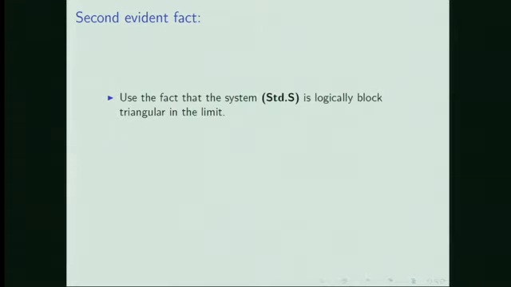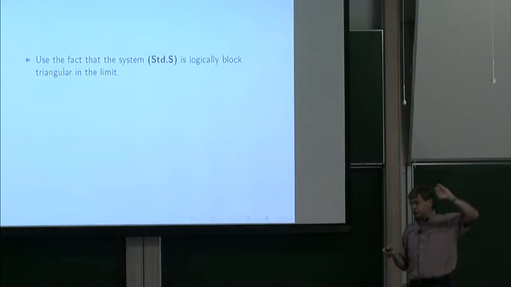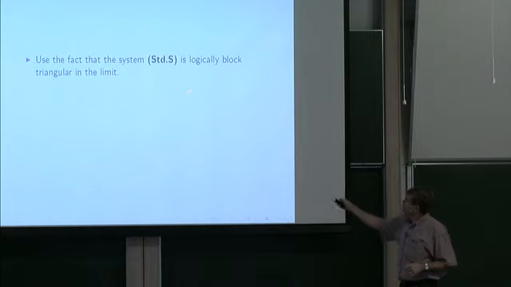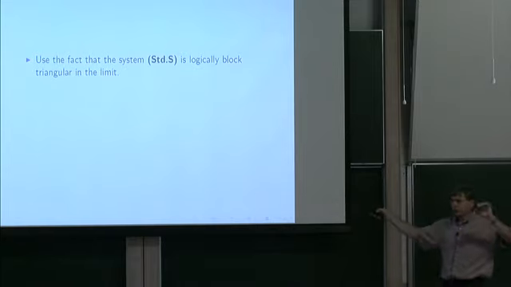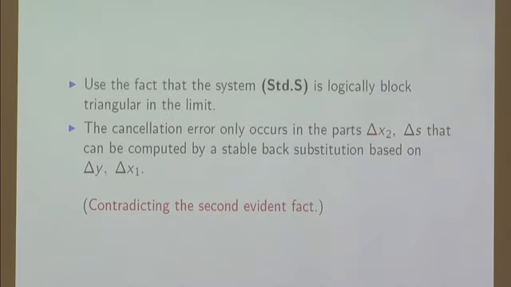So when we look at the standard system, in the limit, when some of the entries of x go to 0 and the others of s go to 0, this will be a block triangular system when you reorder it. And so the cancellation error that comes up here concerns the part delta x2 and delta s, and they are stably recovered, so you can actually solve the one block first and forget about the right-hand side of the second block, and then by the back substitution, which is stable, you don't have any ill conditioning anymore.